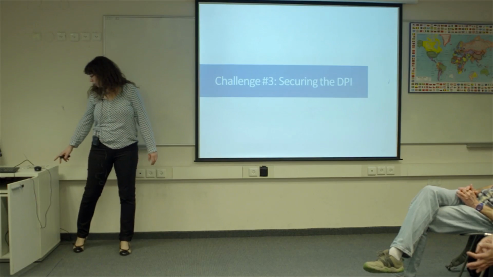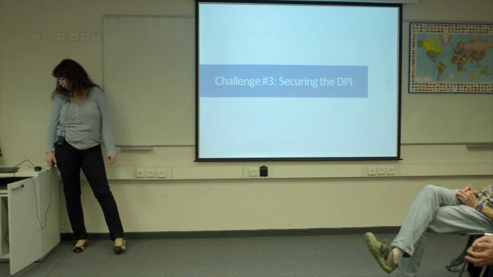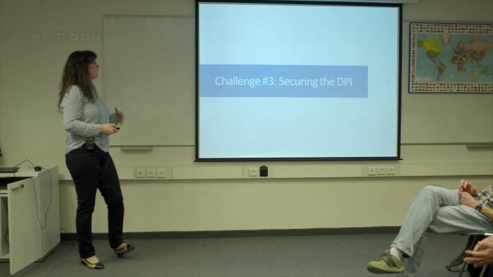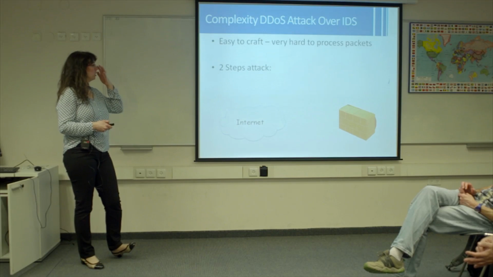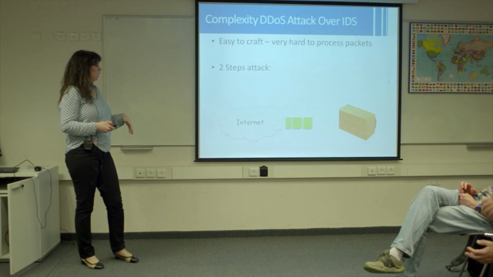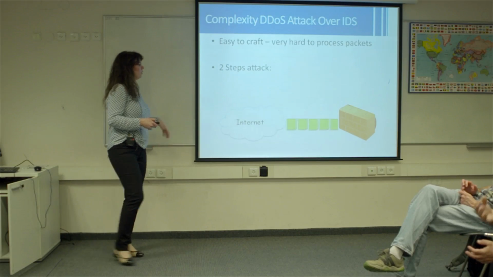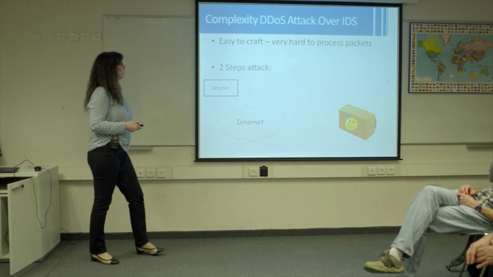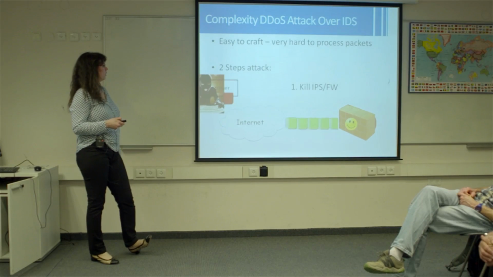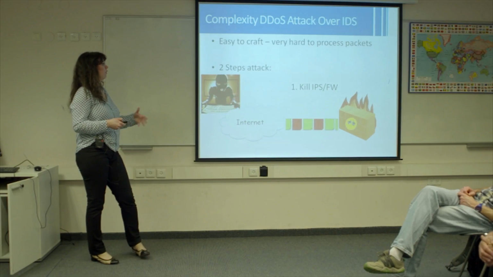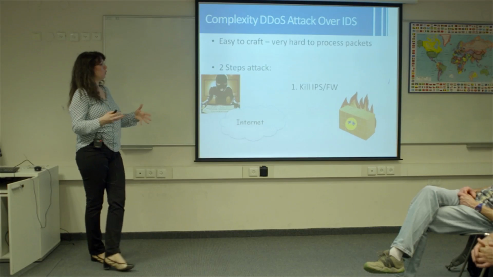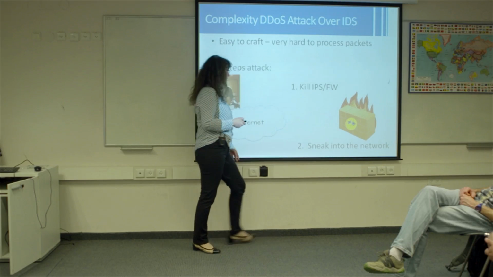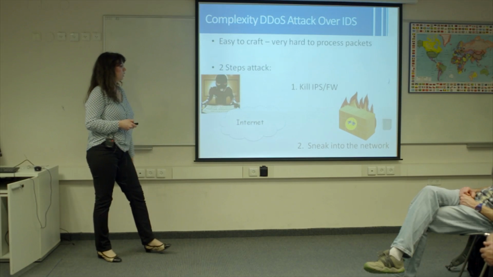Okay. Now I want to talk about the last challenge. I will only introduce it. And the question is how we secure the deep packet inspection. So, as I told you, in many places, the firewall runs some kind of deep packet inspection. And then the attacker, knowing the mechanism of deep packet inspection, can easily craft a packet that is hard to process. Then the firewall will stop working, and the attacker can sneak into the network.